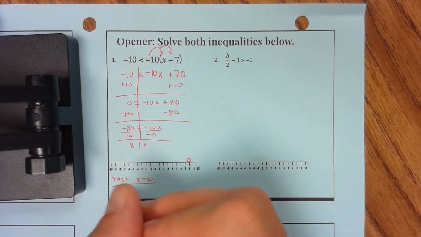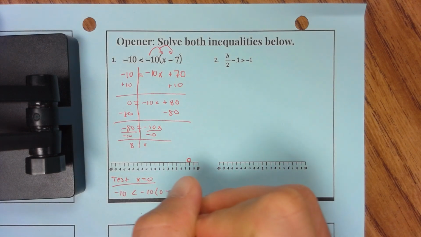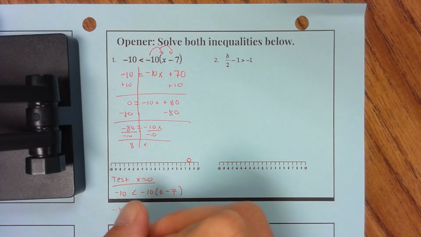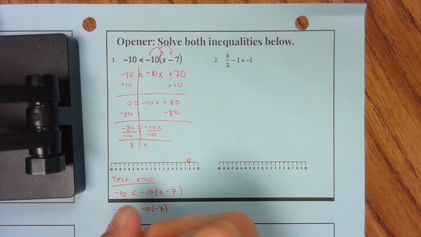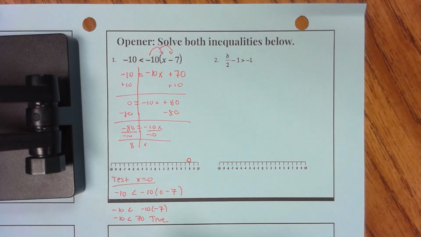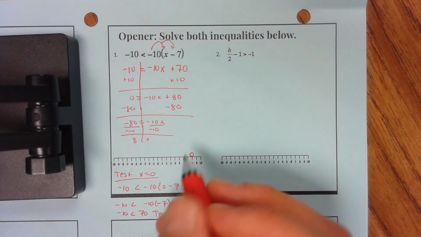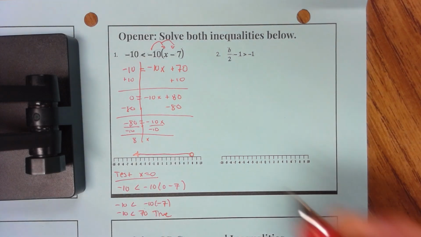So testing x equals 0, I get that negative 10 is less than negative 10 times 0 minus 7. So that's times negative 7, which is 70. So negative 10 is less than 70. It sure is. That's true. Since it's true, that means we're going to shade towards the side that has 0, which is to the left. And all values that are less than 8.